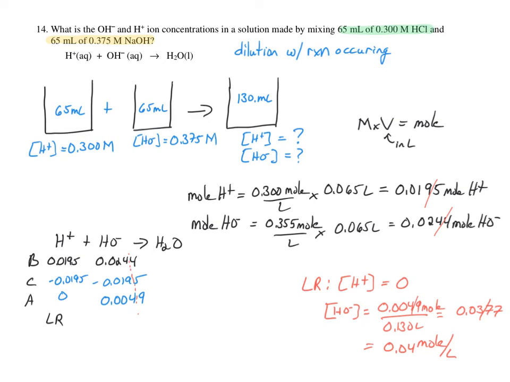Okay, another problem where the important thing is to understand physically what's going on, and then the math is not so bad. We add a solution of HCl to a solution of hydroxide ions. So we're adding these two solutions together, we're generating a new solution, and the point of the question is to determine the concentration of these ions in the resulting solution.